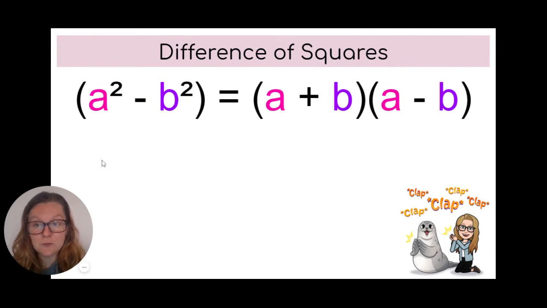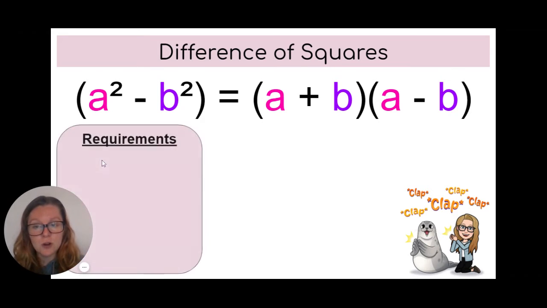All right, so here's our formula. If you have something in the form a squared minus b squared, you can always factor it into parentheses a plus b times parentheses a minus b. It's a pretty easy formula, so if you want to put it in your brain right now, take a few seconds. A plus b times a minus b.